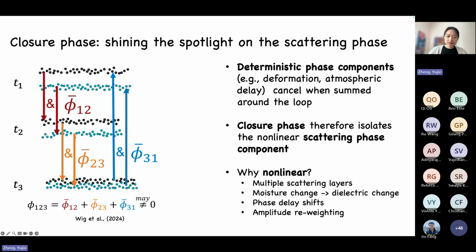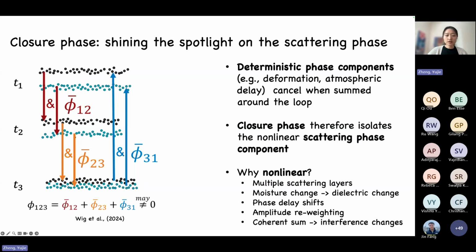A second thing that happens is that moisture change also modulates attenuation, so the relative brightness of each of these layers also changes. What that does is change the relative contribution from each of these layers. Because we know that what the radar measures is a coherent sum of the contributions of all the scattering layers, these phase shift changes and amplitude reweighting will fundamentally change the interference patterns between these contributions. And these are the sources of the nonlinearity.